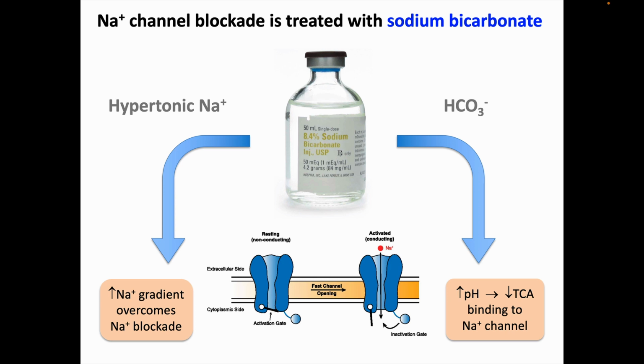Giving bicarbonate, a base, increases the pH to decrease binding to and blocking of the sodium channels. And here again, it would be possible to use a different pH buffering agent than sodium bicarb to raise the pH, but why not use sodium bicarb to take advantage of both of its mechanisms at the same time?